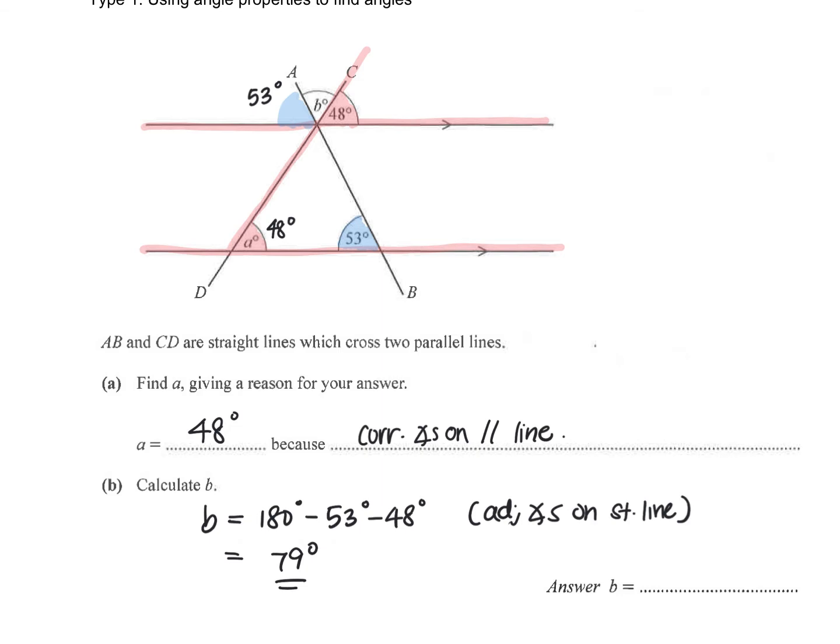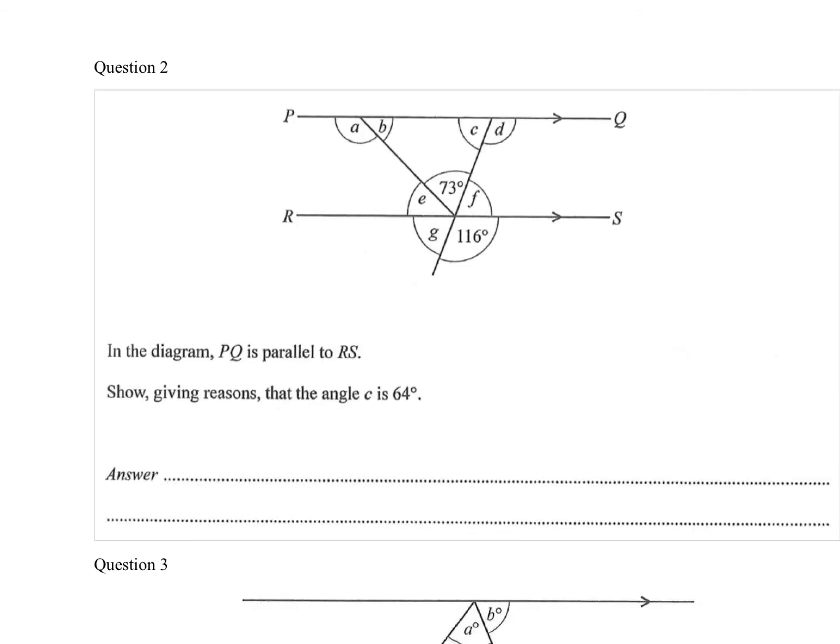Right, next question. Okay, question number 2. Inside this diagram, PQ is parallel to RS. Let me just indicate the parallel lines. So this is PQ, and this is RS. We have so many different angles. The question says show, giving reasons, that angle C is 64. So I just need to find angle C.